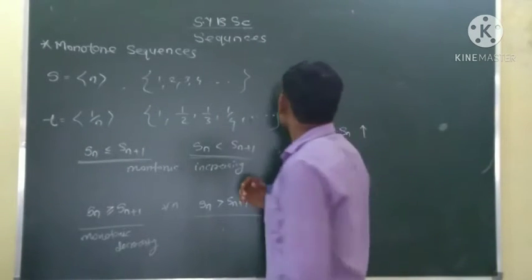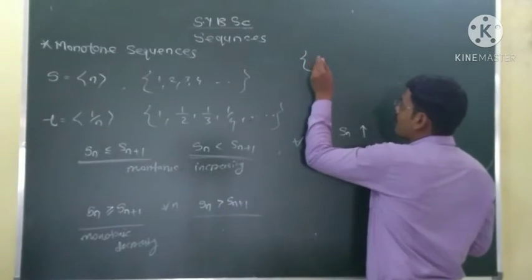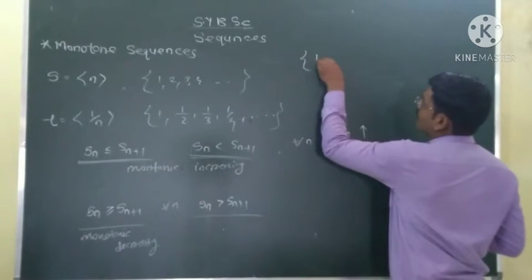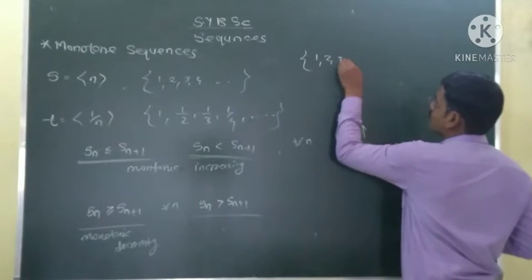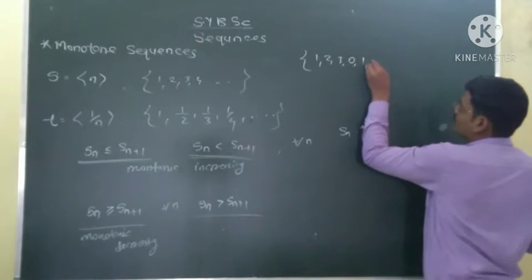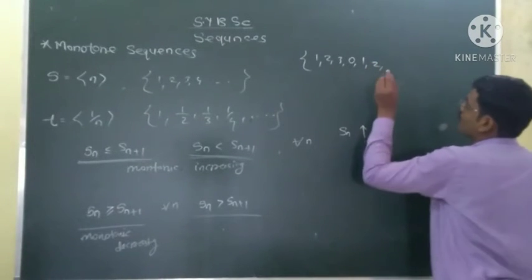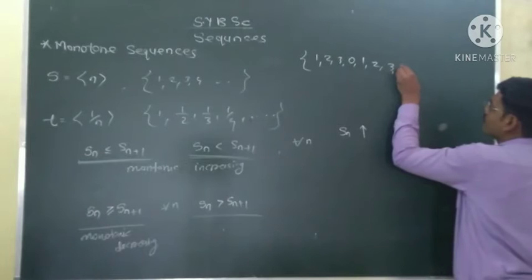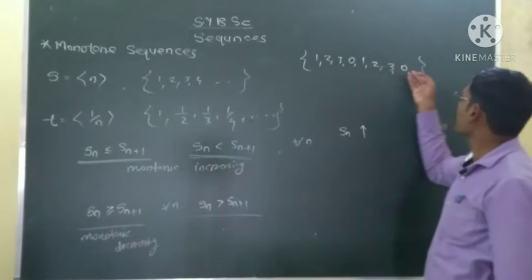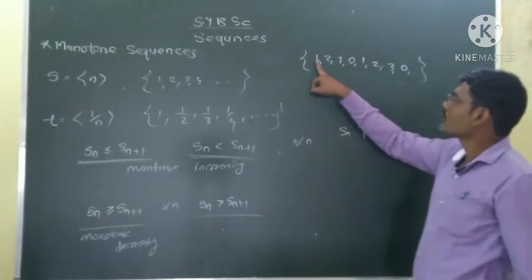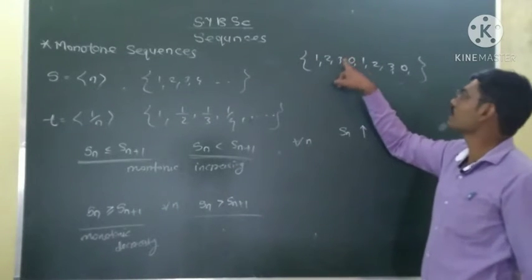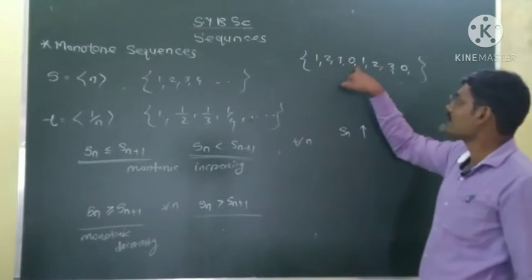But see, if I write the terms like 1, 2, 3, 0, 1, then again 2, then 3, then again 0, we can say this pattern continues. Now the first term is less than the second term, which is less than the third term, but the fourth term is not greater than the third term. This sequence is neither increasing nor decreasing.